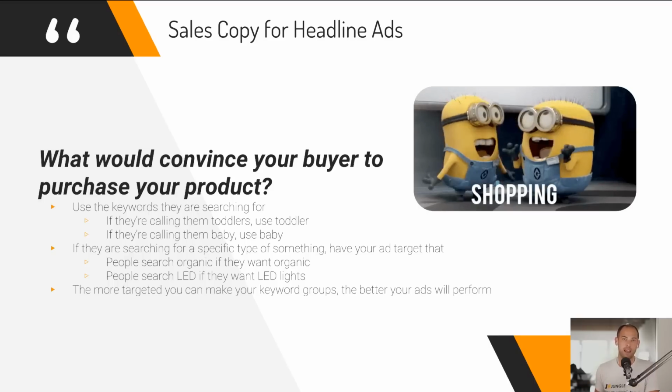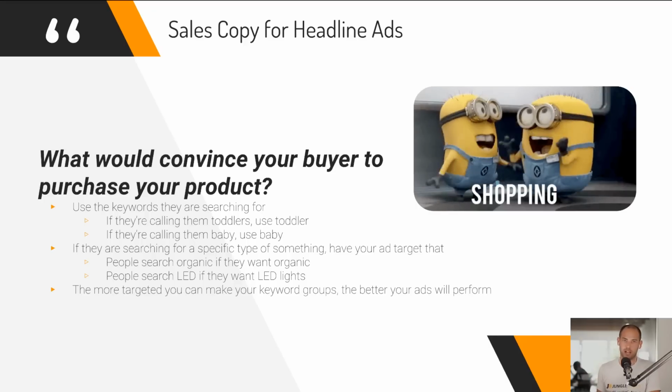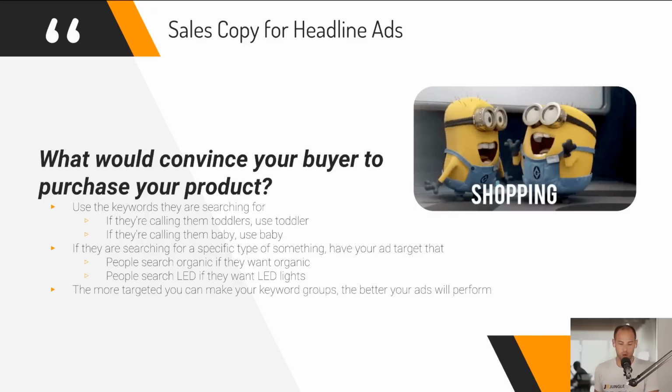So you want to make clear that, maybe you would say, our LED light bulbs are the most energy efficient on the market, or something like that. So we want to use the same verbiage that our customers are using, and we want to make clear to them that for these things they're searching for, our product fits those needs. So the more targeted you can make these keyword groups, the better your ads will perform.